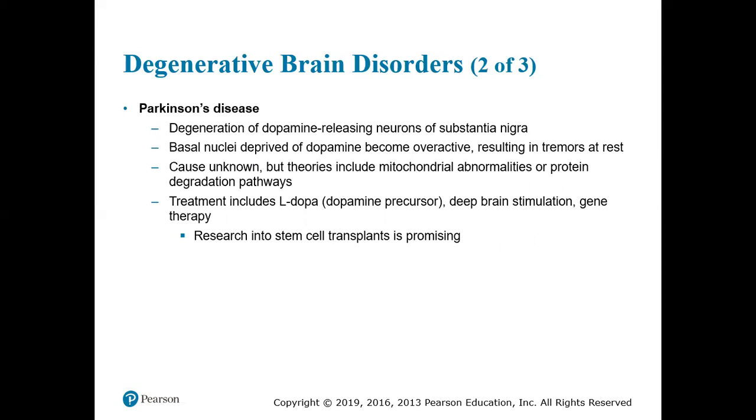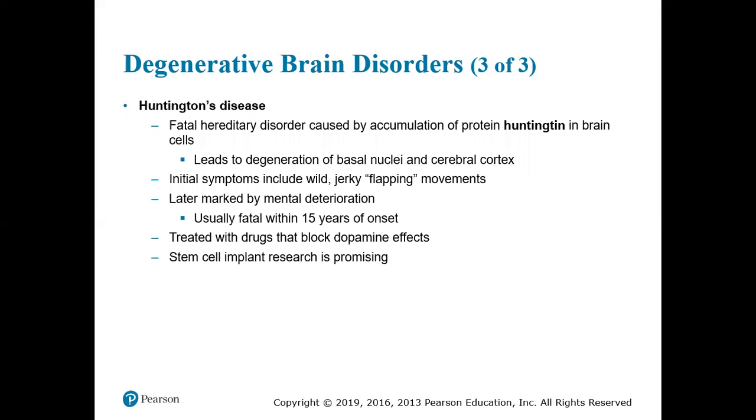When we talked about Parkinson's disease, again, this is a degeneration of dopamine releasing neurons of the substantia nigra. The cause is unknown, but theories include mitochondrial abnormalities or protein degradation pathways. There's a lot more coming out about mitochondrial diseases and issues.